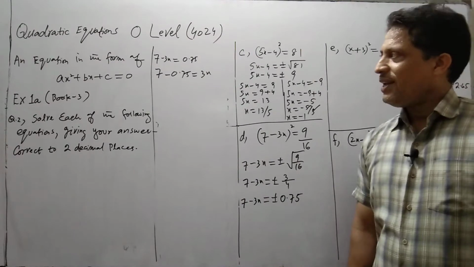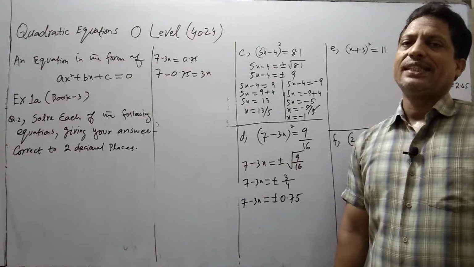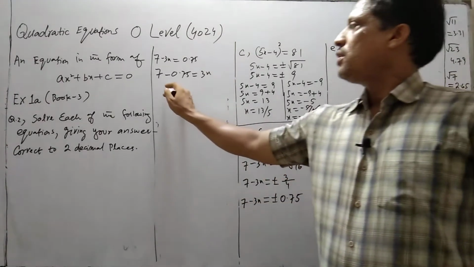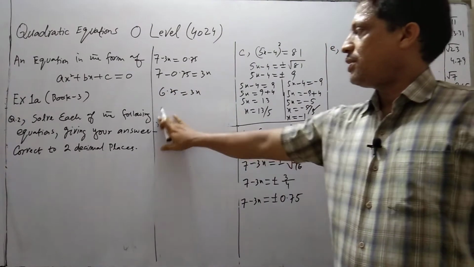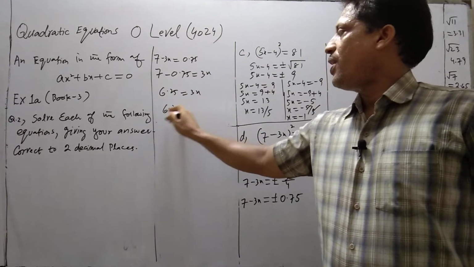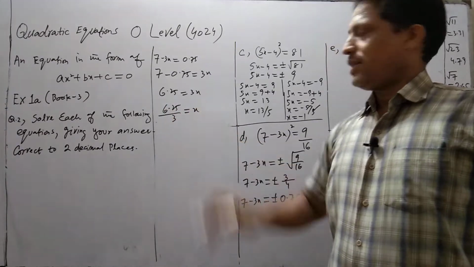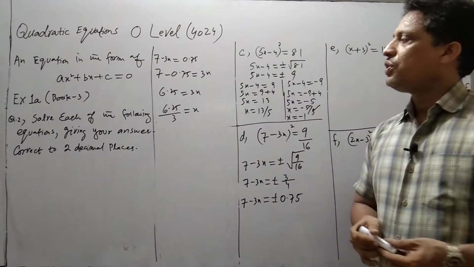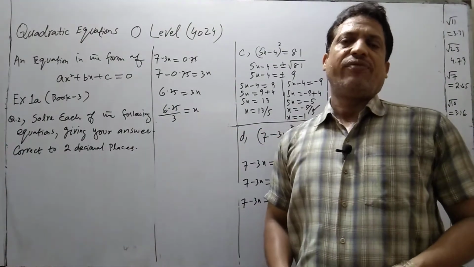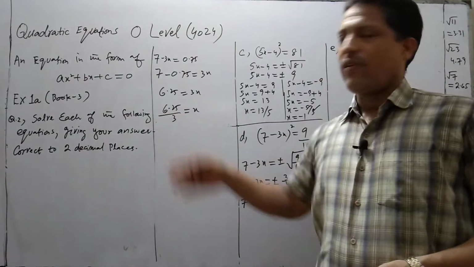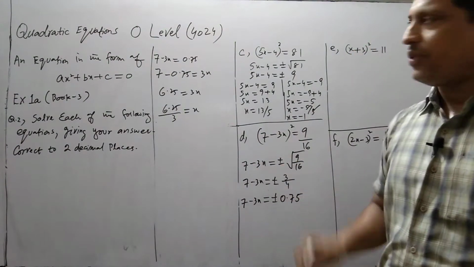Now 7 minus 0.75 is 6.25 is equal to 3x. So x is 6.25 upon 3. You can find the final answer with the help of a calculator. I hope you can do it.